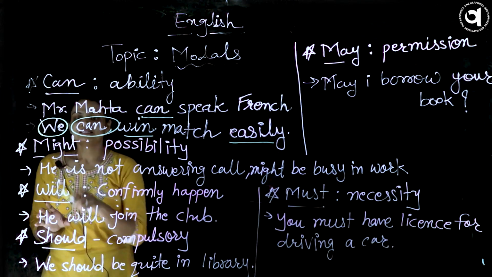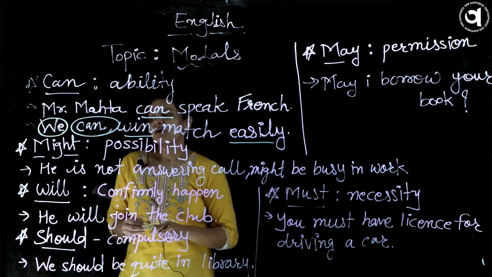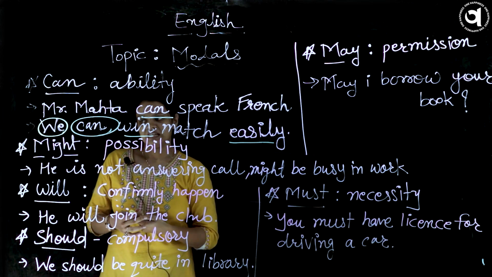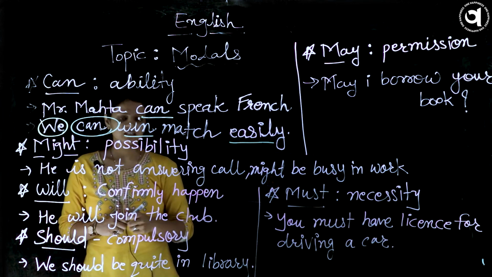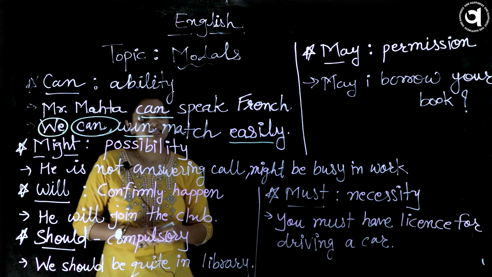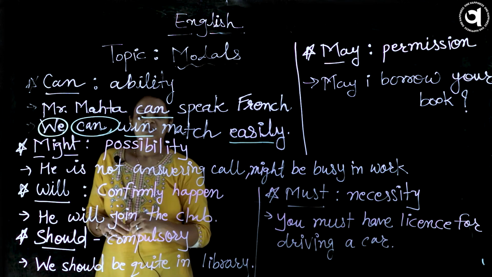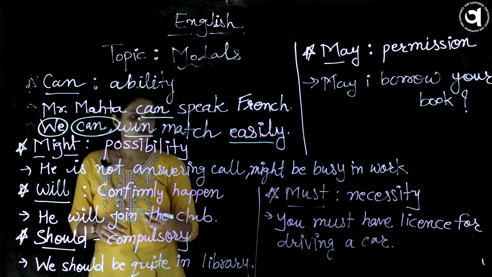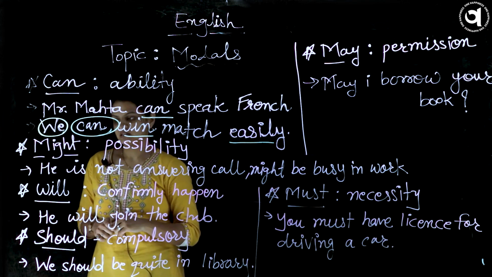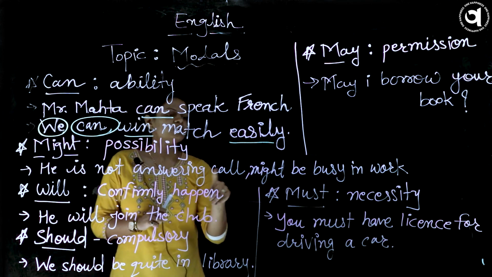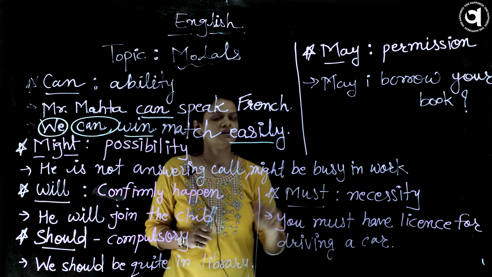The next word is might. We can use the word might to mention a possibility in our sentence. If I am using might in my sentence, then I want to express the possibility of the verb with the subject. An example is: he is not answering the call, he might be busy at work.